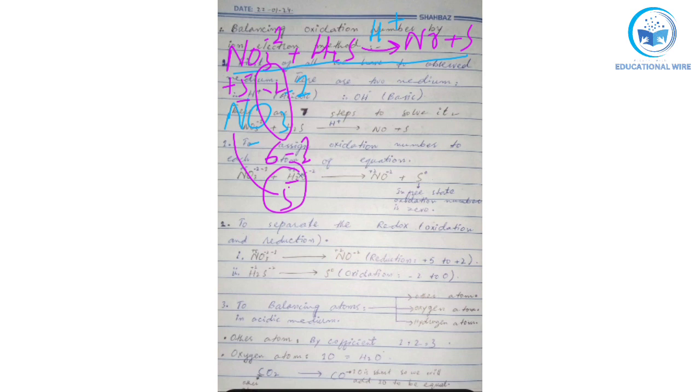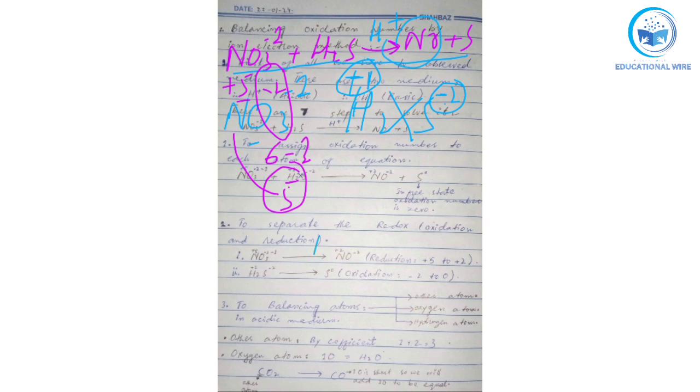Let's move to the other one. We have H2S. As I told you, we will do the cross over here, so S will come over here. H has a positive sign and S has a negative sign, so we cross it. Sulfur has minus 2 oxidation number, and hydrogen has 1 oxidation number.